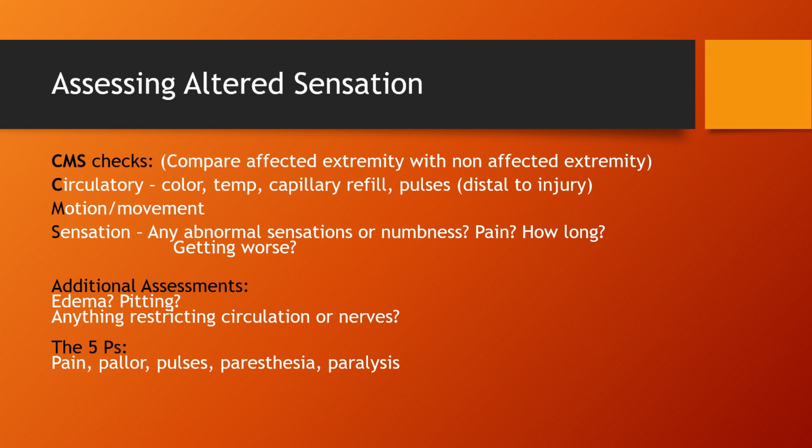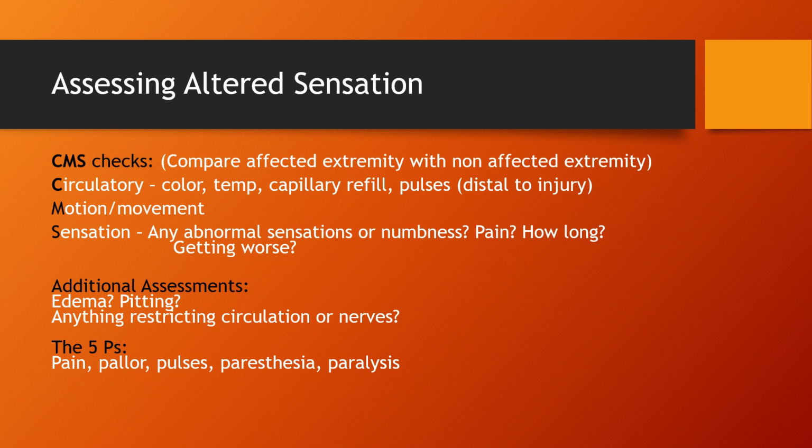Some other assessments to look for: is there any edema? And if there is edema present, is it pitting edema and to what degree? Is there anything restricting the circulation or putting pressure on the nerves that might be causing some of the issues? Another way to look at this is the 5 Ps when you're assessing altered sensation. You're assessing for pain, pallor, which speaks to the color, pulses, paresthesia, and paralysis. Those are the 5 Ps you can think of in terms of musculoskeletal assessment.